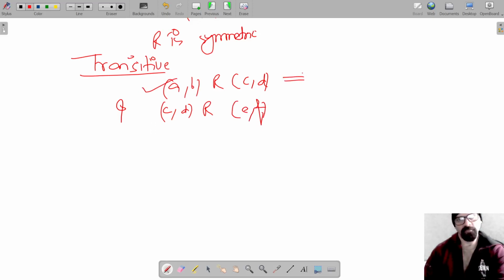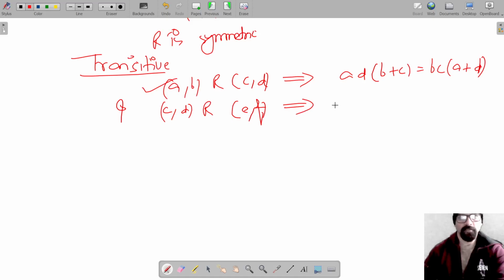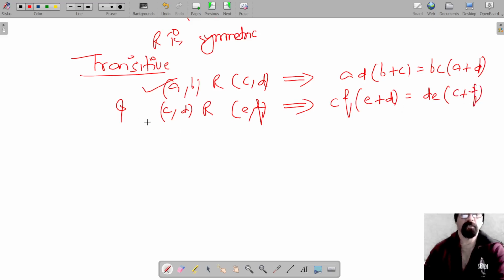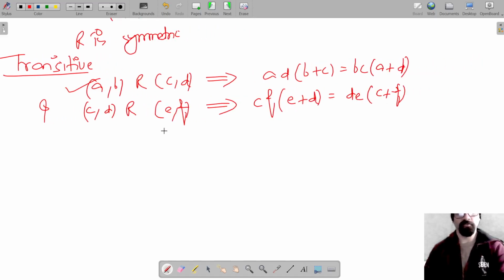this is transitive. So this being in relation means that A into D plus B into C is equal to BC into (A plus D). And the next one is C into F plus E into D is equal to DE into (C plus F). This is what we get from these two relations. So AD into (B plus C) is equal to BC into (A plus D).